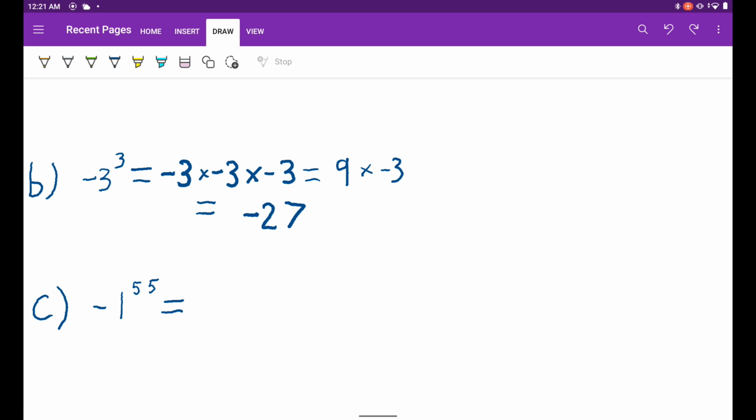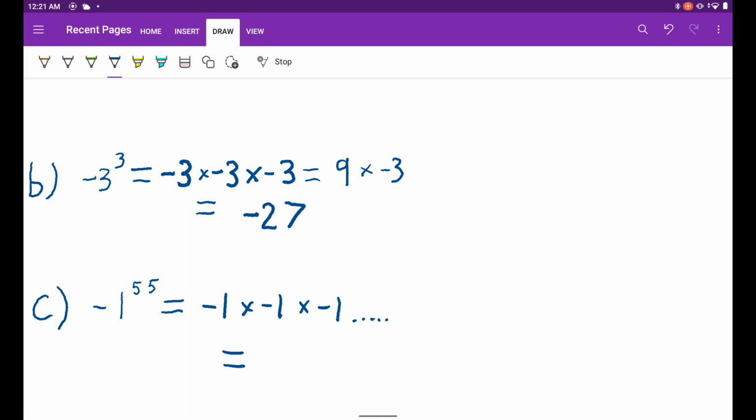Moving on to our last example, we have negative 1 raised to the 55. So we have a negative base and a very large exponent here. So writing that out, we would get something like this.